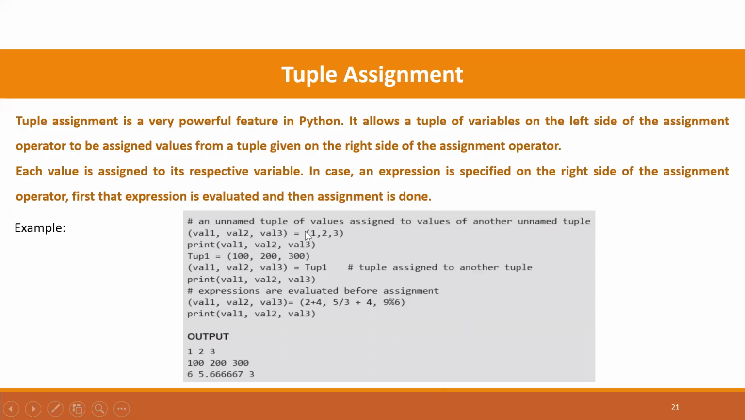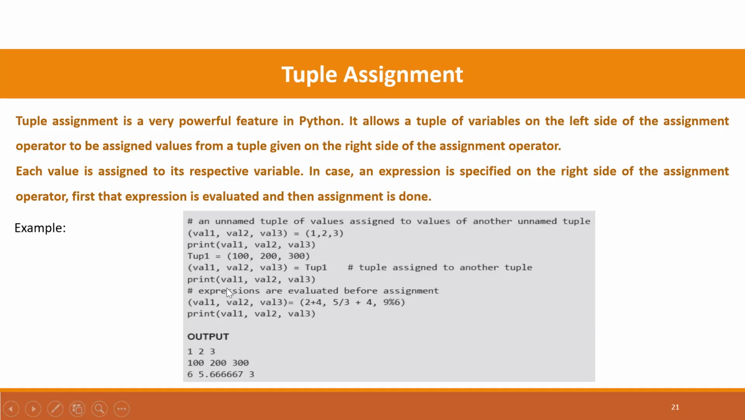So this way also: 1, 2, 3, an unnamed tuple of values assigned to the values of another unnamed tuple. Okay. So this is the unnamed tuples. One tuple which is unnamed, I'm assigning this value to another tuple which is also unnamed. And finally I print value 1, value 2, value 3. What is it doing over here? Tuple 1 has 3 values, 100, 200, 300. So it is assigned to another tuple by this way.